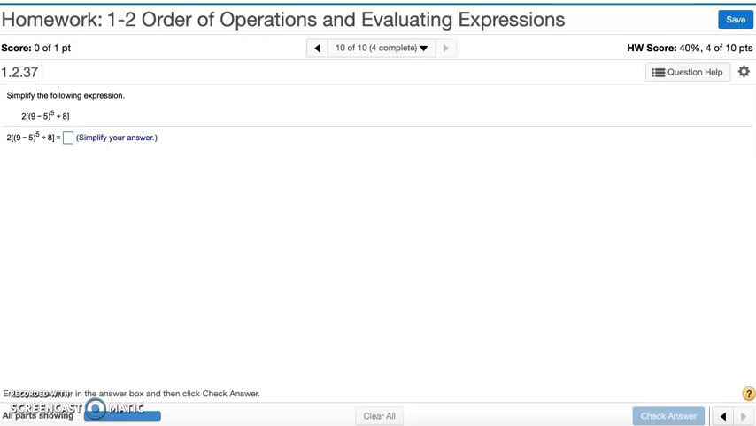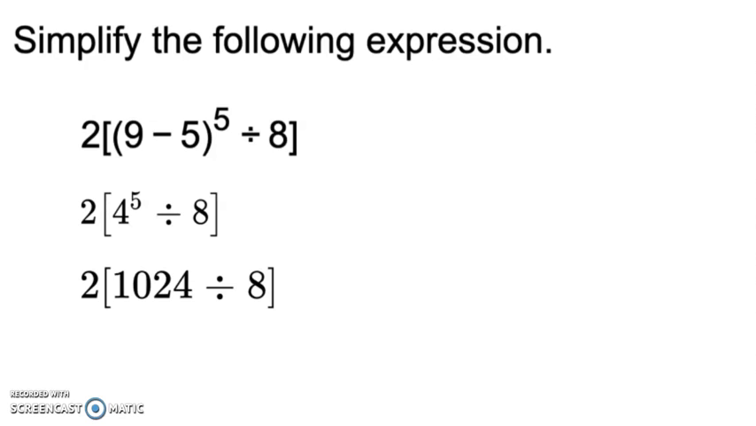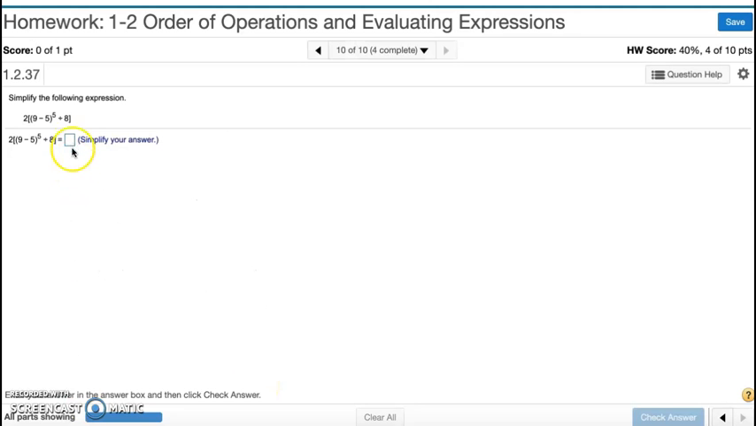So let's take a closer look at that. So for this one, we have to use order of operations. And when you have a bracket, which is what these are, you do everything on the inside and work your way out. So we're going to start with 9 minus 5, which is 4. So we have 4 to the 5th divided by 8 still in the brackets. So 4 to the 5th is 1024. Divide that by 8, and you get 128, which times 2 gives you 256. So let's type that in. So 256 is number 10.